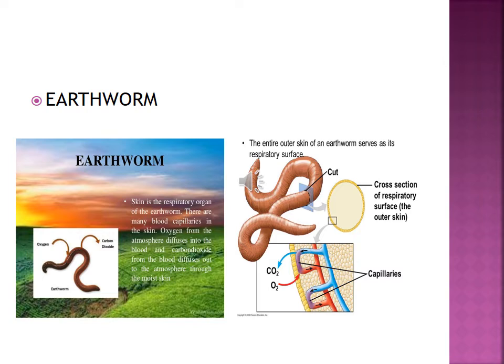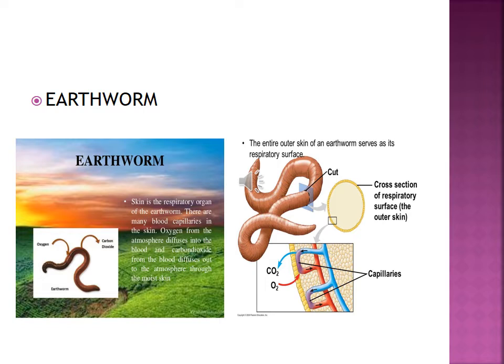Next, breathing in earthworm. Earthworms live in moist soil, so they breathe simply by diffusion through their skin. They do not have any special respiratory organ, as their skin is very thin, moist and permeable to gases. So the gas exchange between the blood and the external environment occurs through their skin.